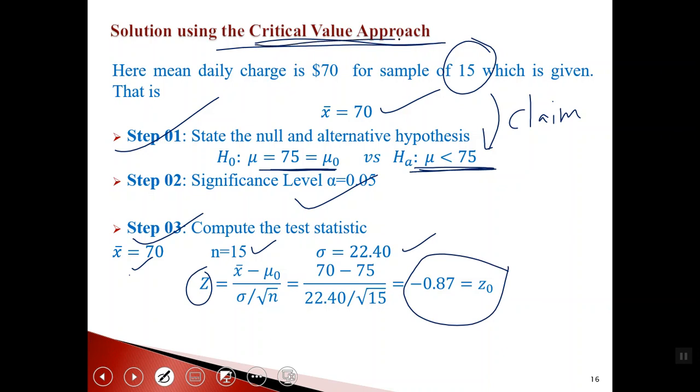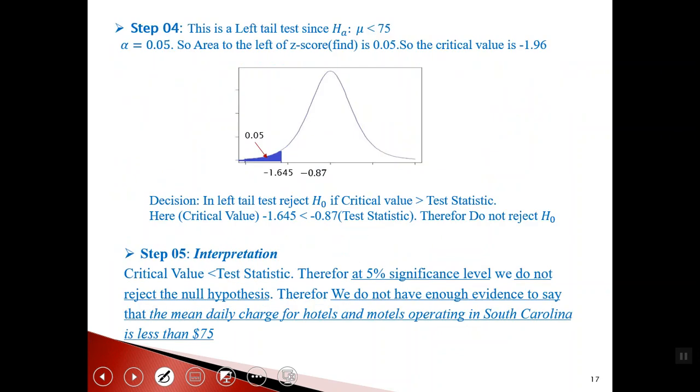We are using the critical value approach. So you have to convert this alpha value to a critical value, which means a z value. Since alpha is 0.05 and this is a left tail test, get the critical value based on alpha 0.05. So you will be able to get that critical value, which is negative 1.96.